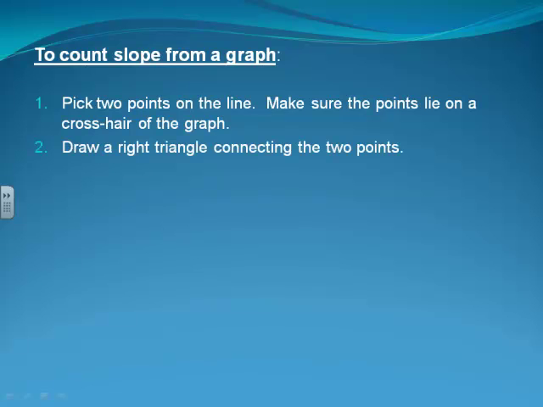Your second step is to draw a right triangle connecting the 2 points. A right triangle is a triangle that has a right angle or a 90-degree angle, or another way to say that is the legs that form that angle are perpendicular.